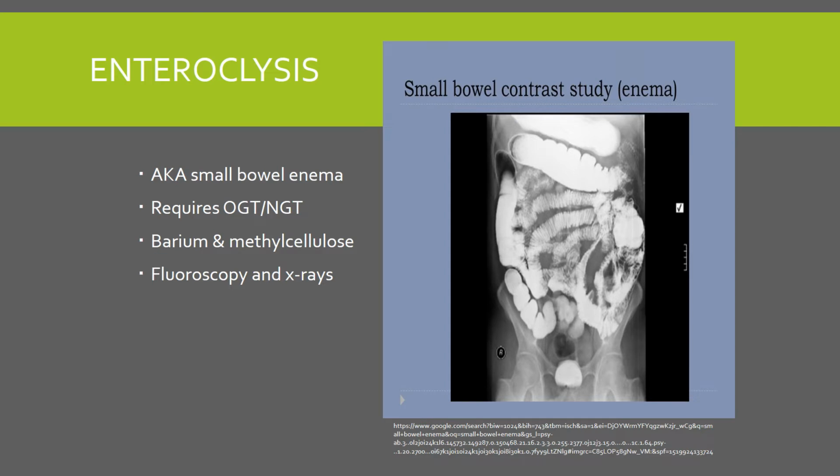Enterocolitis shows abnormalities of the small intestine. You need like an oropharyngeal tube or an NG tube in order to put this barium down. And it goes to the jejunum, which is the small intestine. They're positioned on their side, and they have suction equipment available because they have a risk of aspiration. And we're looking for abnormalities of the small intestine. That barium lights up the small intestine. You can see it really well on the slide.